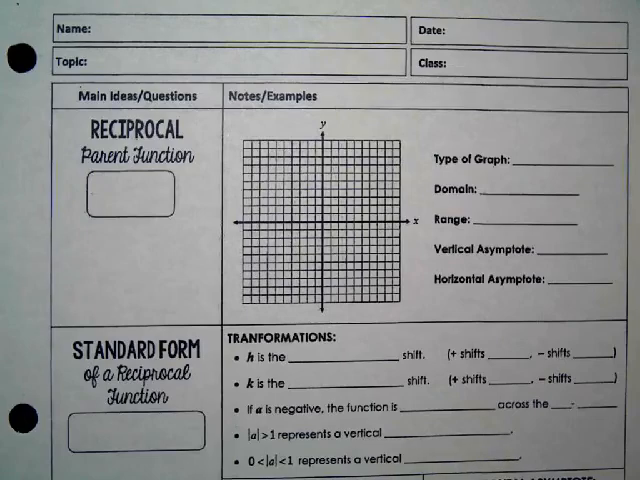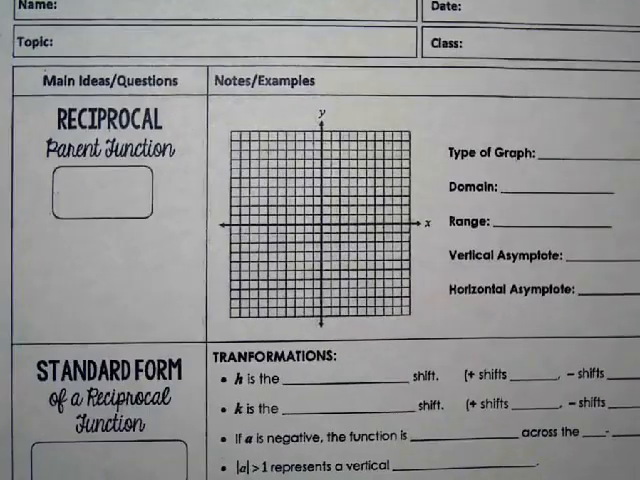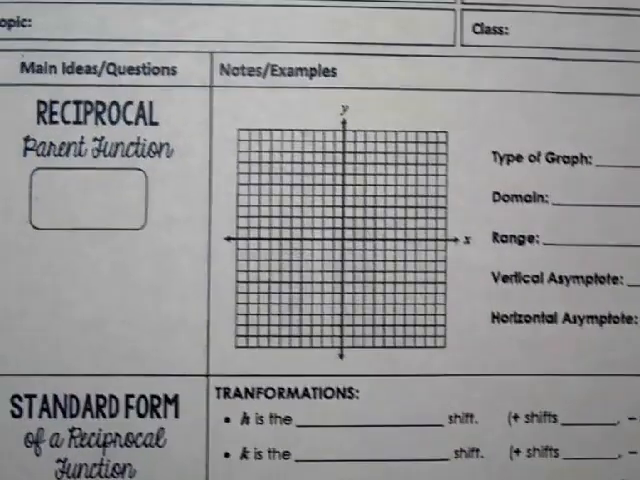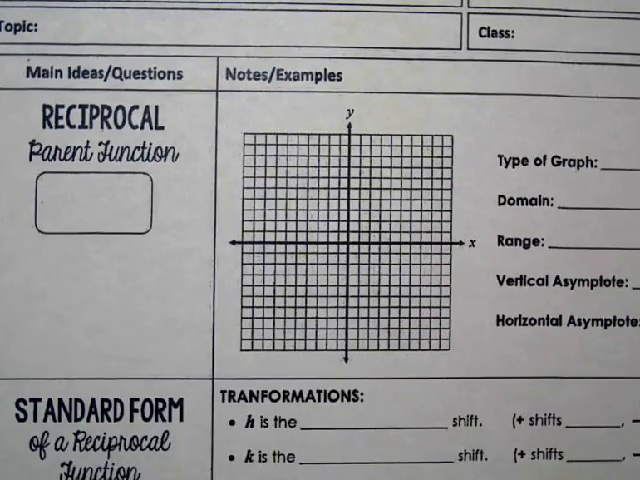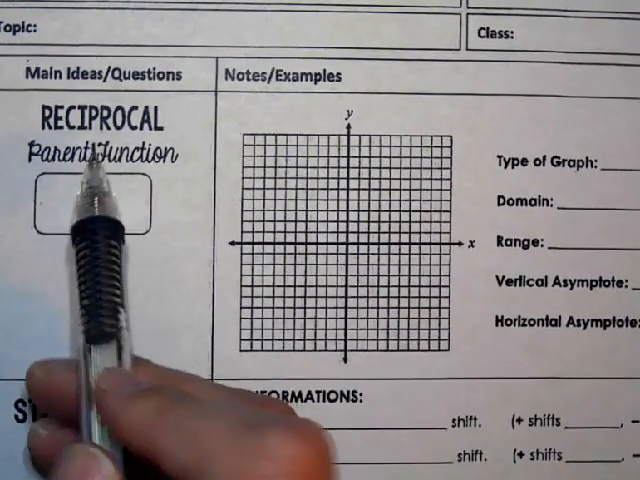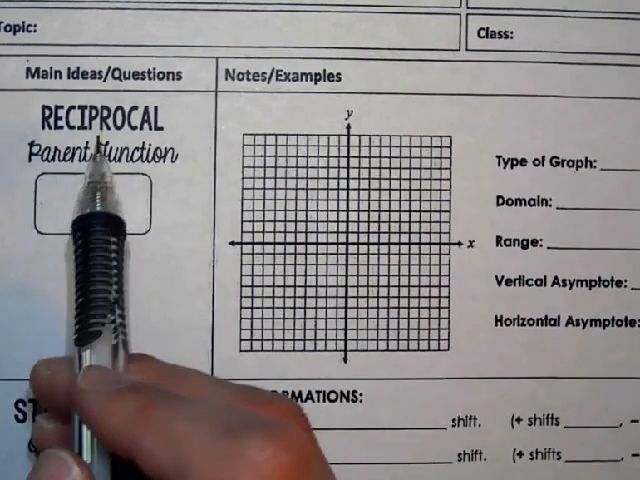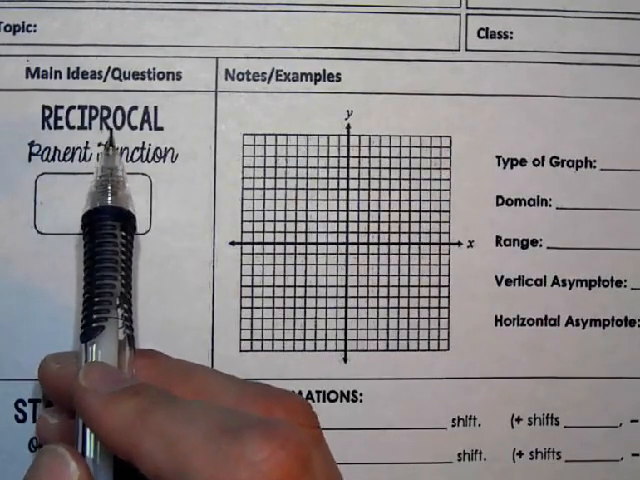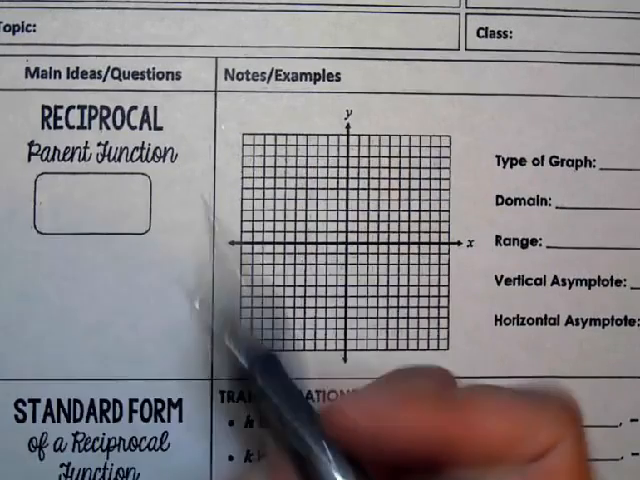So, I'm going to zoom in. Are you ready? Okay. The graph that we are going to graph is called the reciprocal parent function.